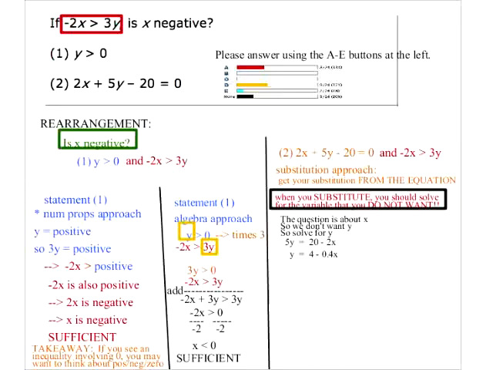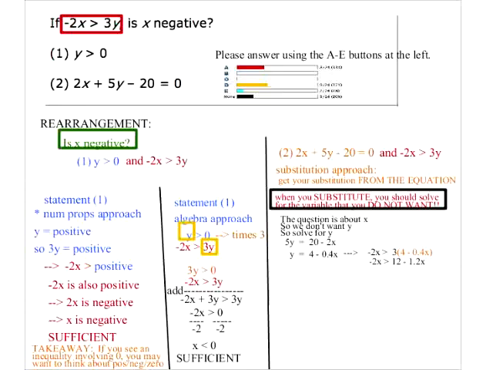Then you can substitute. So you get negative 2x is greater than 3 times that, 4 minus 0.4x. That gives you that negative 2x is greater than 12 minus 1.2x.